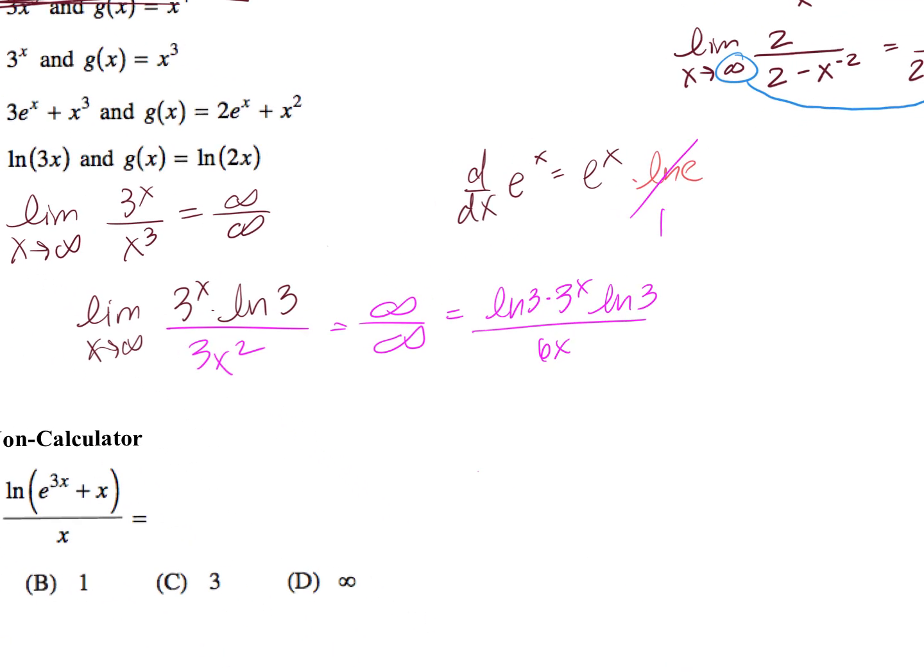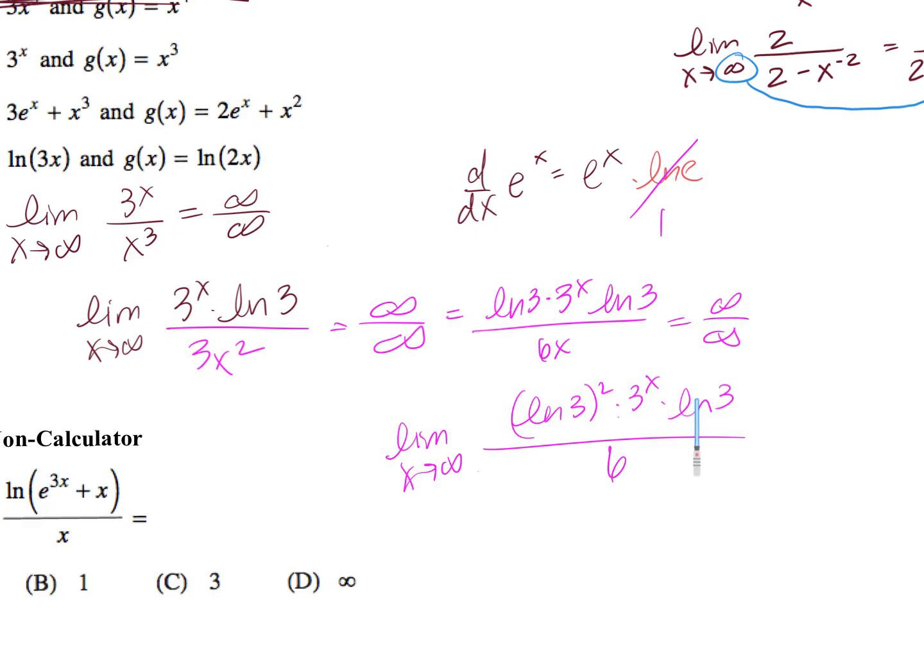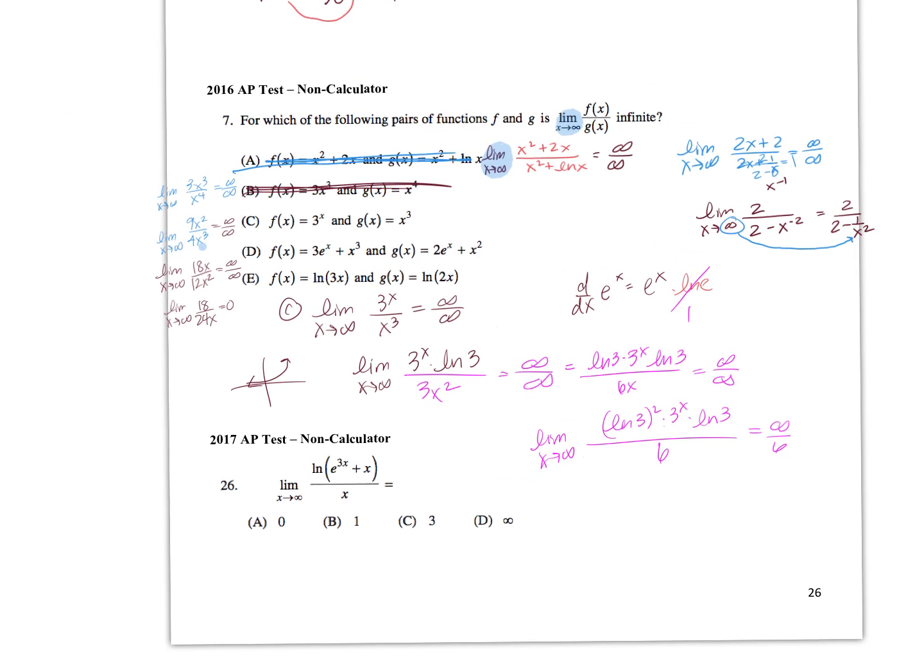This is the worst problem ever. Last time we got to do it, people. The derivative of the top now, just another ln of 3, right? So the derivative of the top is ln of 3 squared, times 3 to the x, now times an ln of 3. All over 6. Now when I plug in that infinity, what am I going to get on top? Infinity over 6 is going to be infinity. Dude, that was gross.